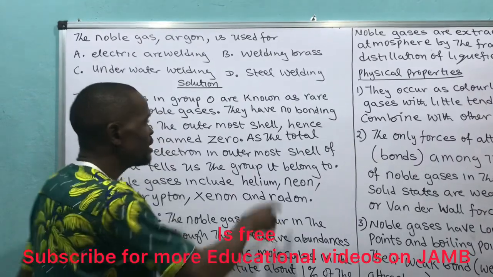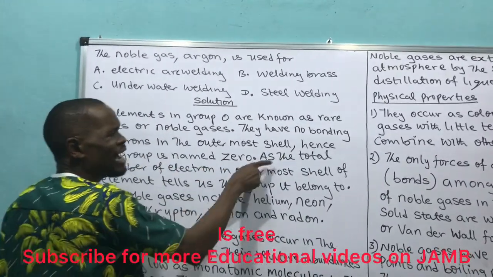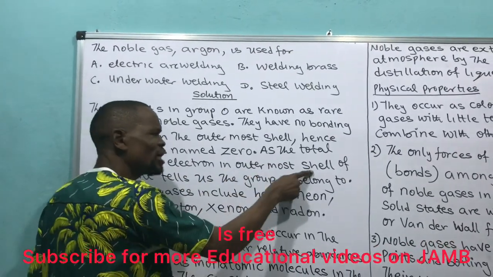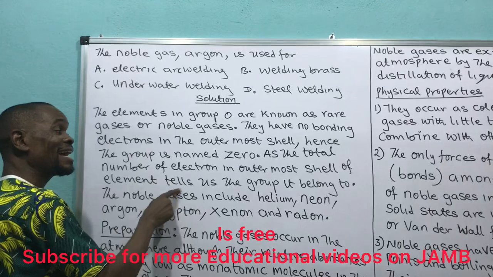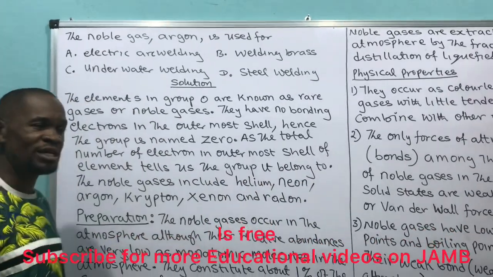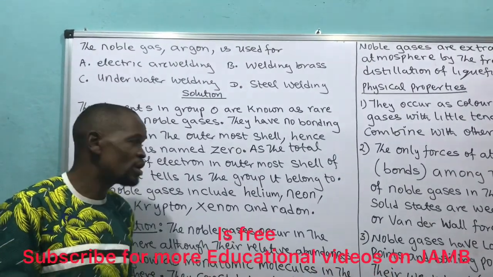Hence, the group is named 0, as the total number of electrons in the outermost shell of an element tells us the group it belongs to. Are you getting what I'm saying? The total number of electrons in the outermost shell tells us the group it belongs to.